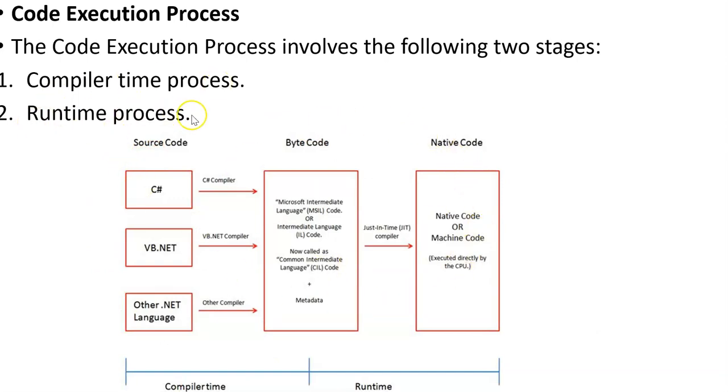We have compile time and runtime. Compile time converts the source code to the bytecode. Then from the bytecode we get the native code, which is machine language, our last format. If we reach this point, it means our code is running smoothly.